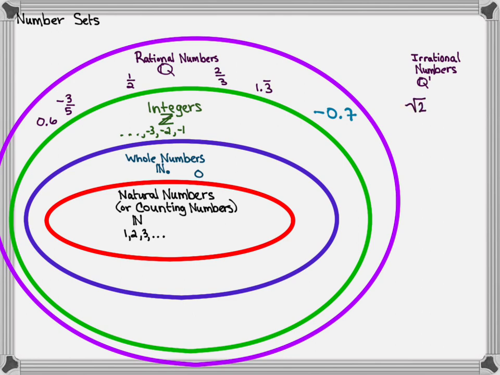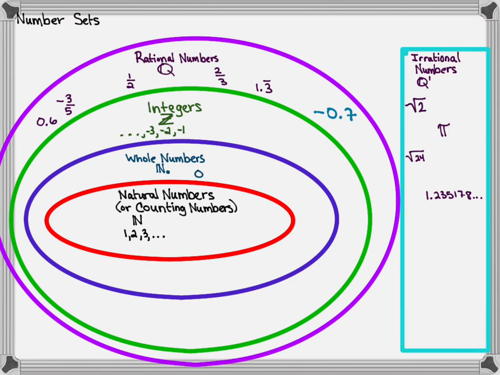And these are numbers like the square root of 2, or the square root of any non-perfect square number, or pi, square root of 24, or 1.235178, a decimal that goes on forever but never repeats. So these are separate, so it shouldn't look like the box that I put around irrationals is intersecting with the rational set, like they should be completely separate. I just was running out of space.